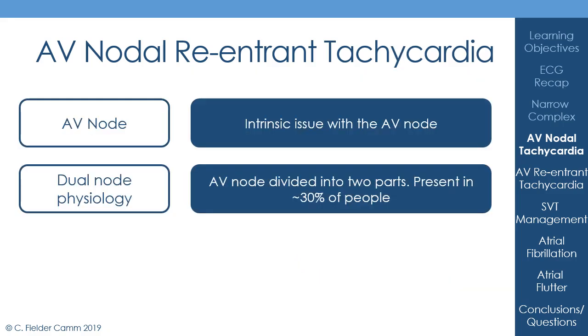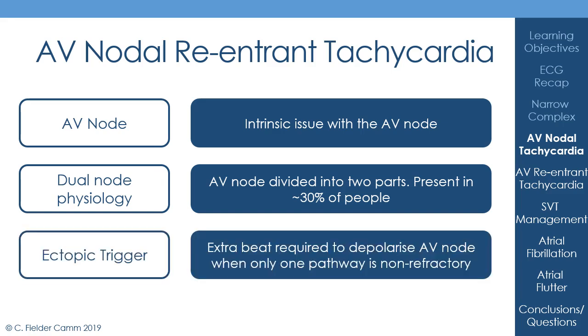And so it's an intrinsic issue within the AV node itself. Okay, and it involves the presence of dual nodal physiology, in which that AV node is divided into those two pathways, and that's present in about 30% of people. And it requires this ectopic trigger. This extra beat is required to depolarize the AV node when only the slow pathway is non-refractory. So the slow pathway is ready to receive a signal while the fast pathway isn't. And that's what helps generate that circuit that we showed previously.